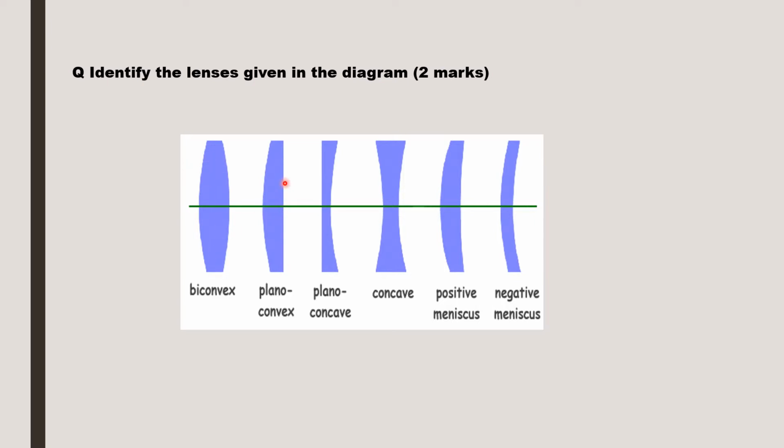This is a plano-convex lens because one side is straight and the other side is bulging outwards. Plano-concave: one side is plane and the other side is curved inwards. It's a biconcave lens because both the surfaces are curved inwards. This is a positive meniscus, where one side is bulging inwards and the other side is bulging outwards. So this lens is thicker in the middle than at the edges. Negative meniscus: this side is bulging outwards and the other is curved inwards. So it is thinner at the center as compared to the edges. So it's a negative meniscus.